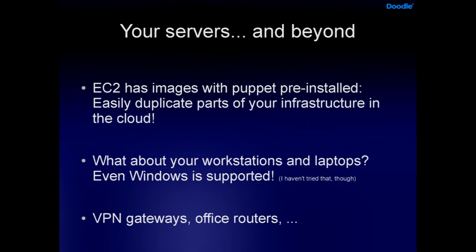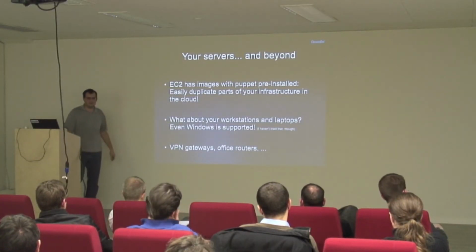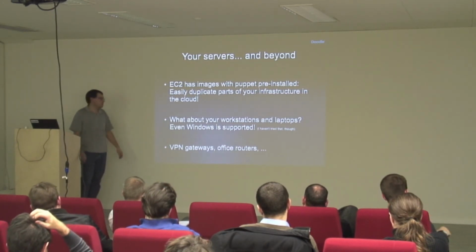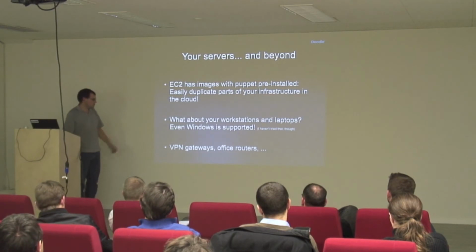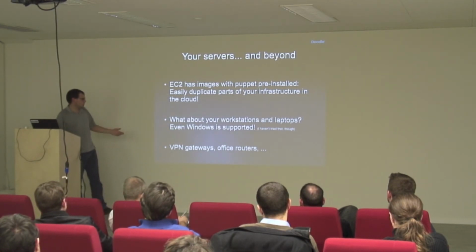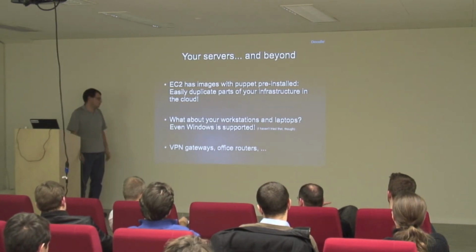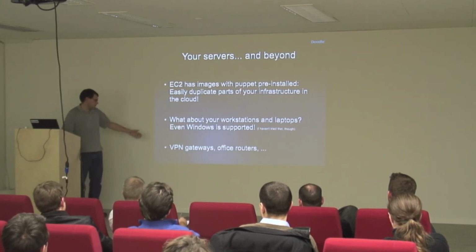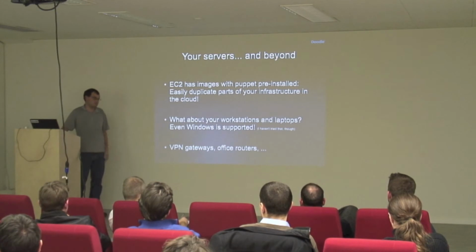Perhaps you were thinking about servers so far, but of course, you can use Puppet on EC2. It's really easy. Say if you have some kind of denial of service attack, you can start some new Apache servers on EC2, add them to your DNS, and you're done, which is not too hard. There's also a Windows client for Puppet, so I haven't really tried that, but you might be able to set up your Windows workstations and OS X, of course, with Puppet, and you can use it for office routers and VPN gateways, anything that basically runs Puppet.